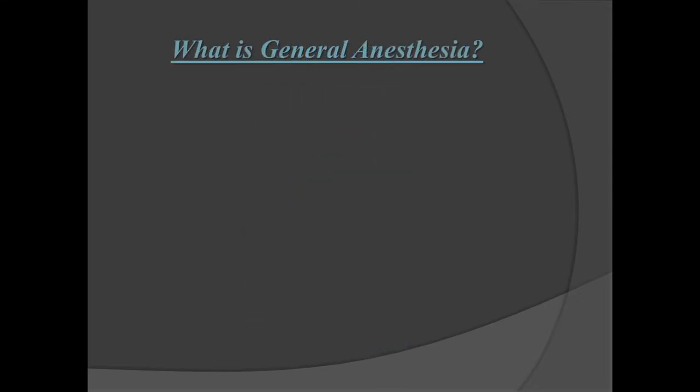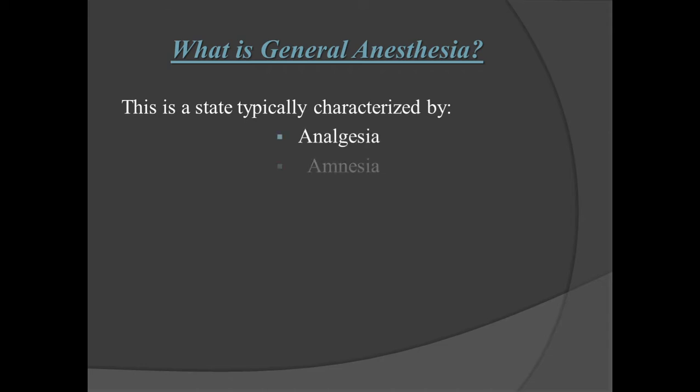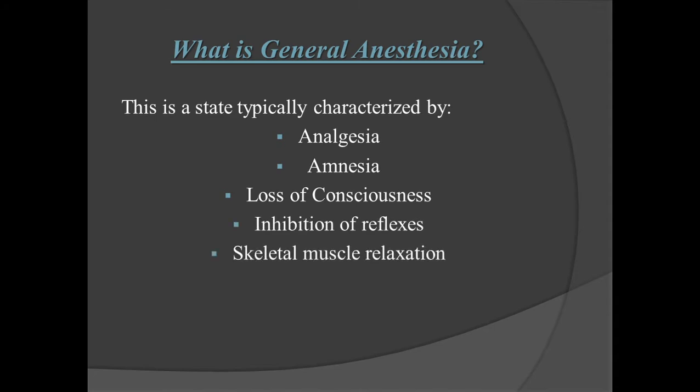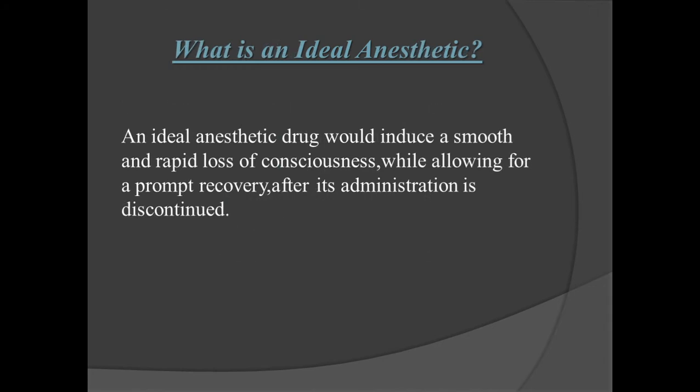Now, first of all, what is general anesthesia? General anesthesia is a state typically characterized by analgesia, amnesia, loss of consciousness, inhibition of reflexes, and skeletal muscle relaxation. The drugs which are used as general anesthetics are basically CNS depressants, which have actions that can be induced and terminated more rapidly than those of conventional sedative hypnotic drugs.